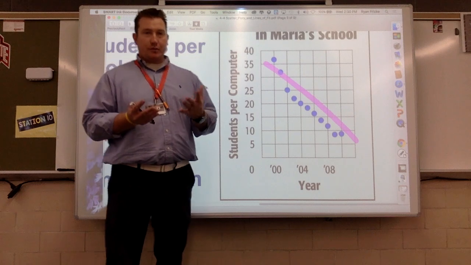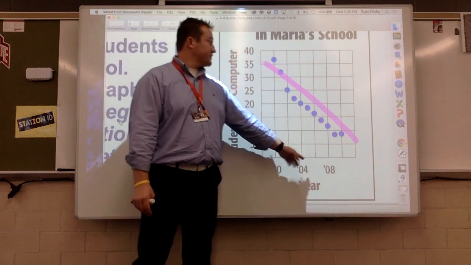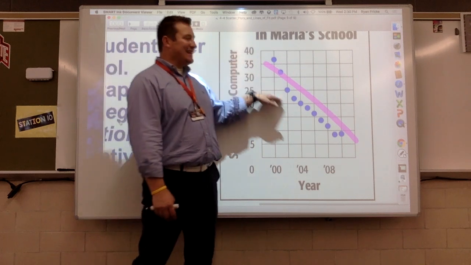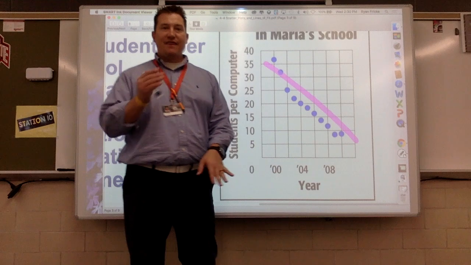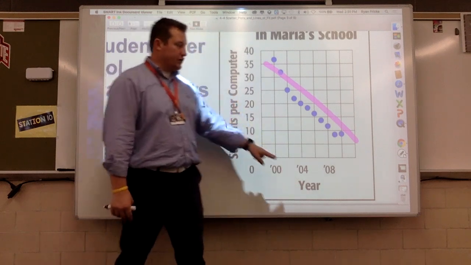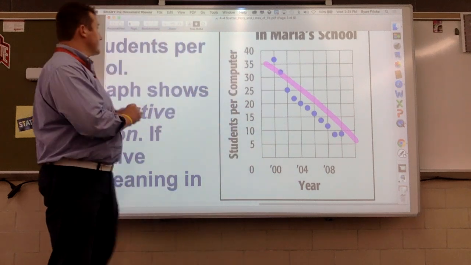So let's interpret that in words. As the years increase, the number of students per computer is decreasing. That's how we would say that. Again, if you're not sure, guys, just use whatever quantities we have on our two x and y axes. Talk about it that way.